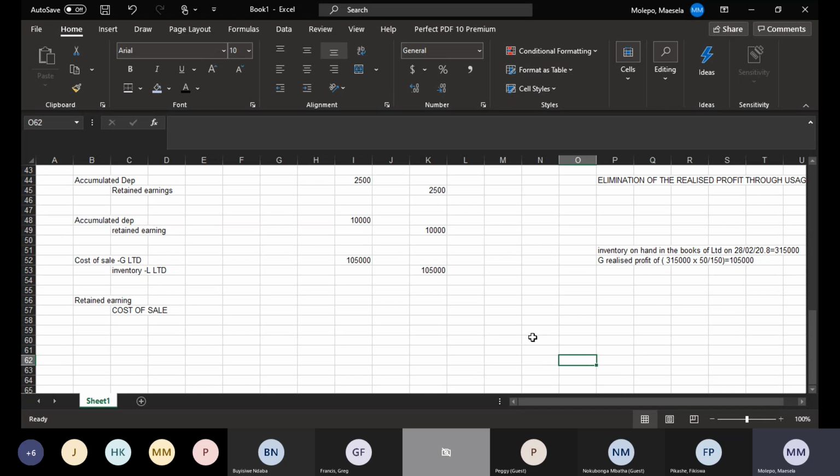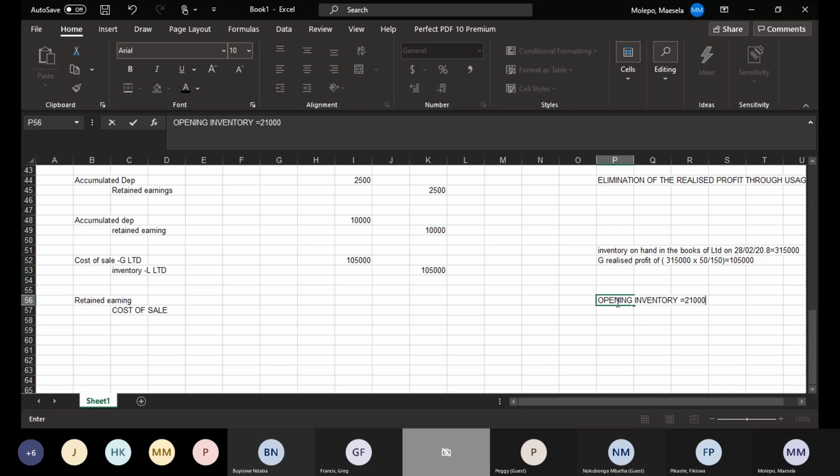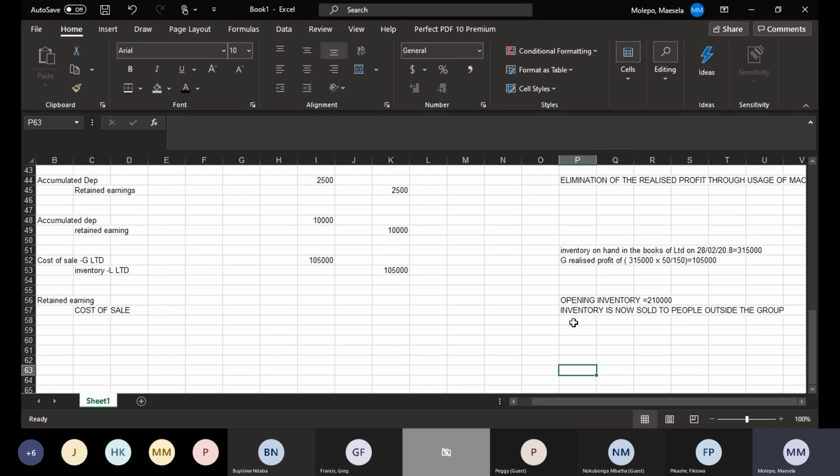So this came as a result of, there was an opening inventory when we check on our adjustment. There was an opening inventory on 28th February. So the opening inventory is based on the closing inventory of the prior year. So the opening inventory was sitting on 210. So now this inventory is sold to the people outside the group. So since now the inventory is being sold to the people outside the group, now we have to realize a profit.